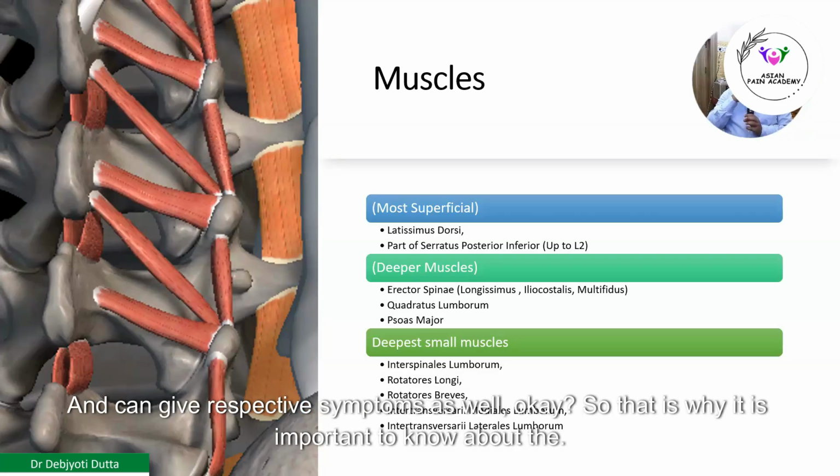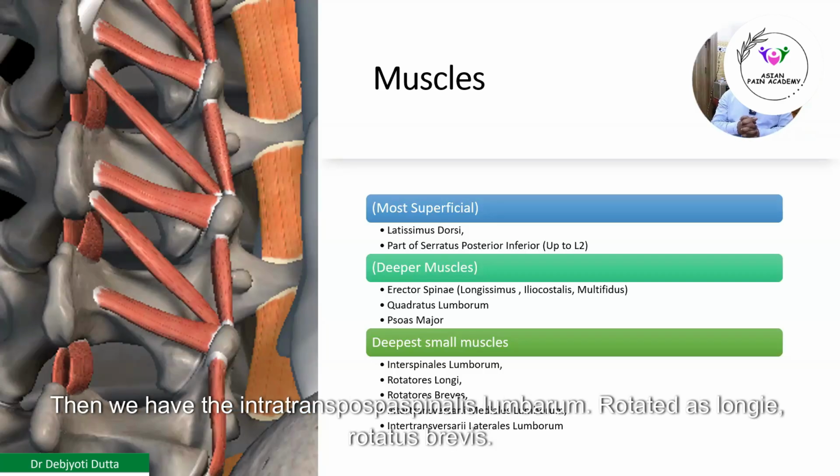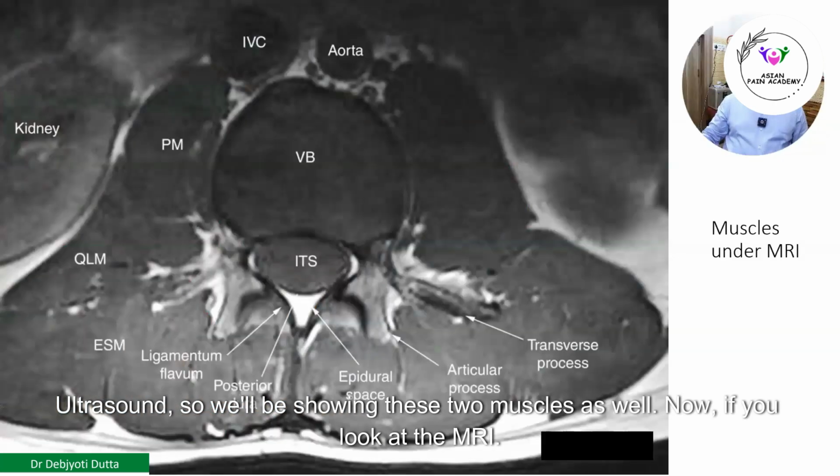Okay, so that is why it is important to know about the psoas major muscle as well. Now, if we go for the deepest small muscles, then we have the intratransverse spinalis lumborum, rotator longi, rotator brevis, intertransversalis medialis, and intertransversalis lateralis. These two muscles we can easily see under the ultrasound. So we'll be showing these two muscles as well.